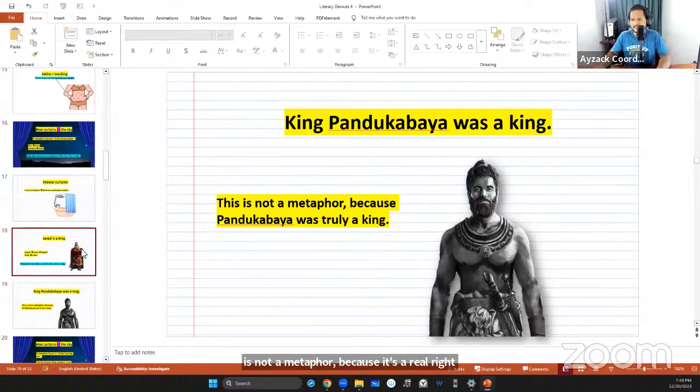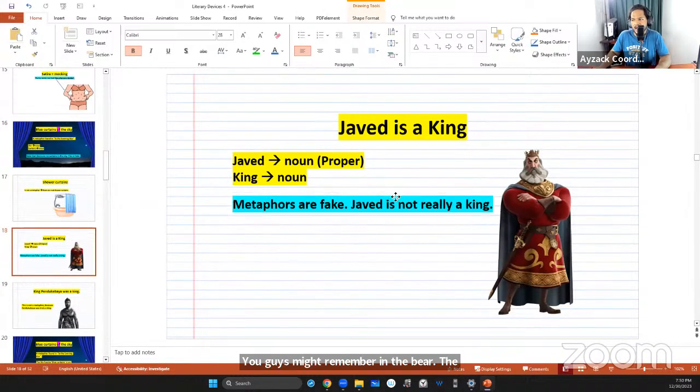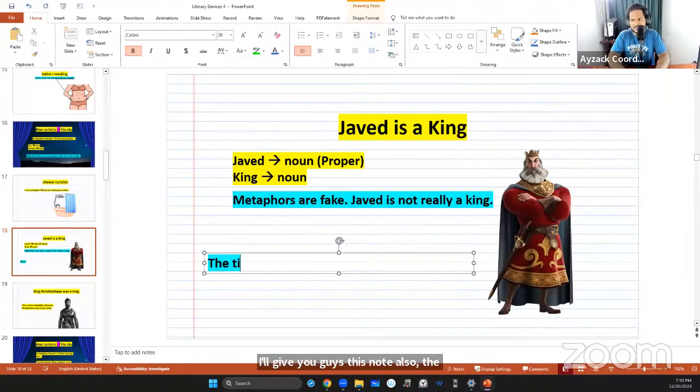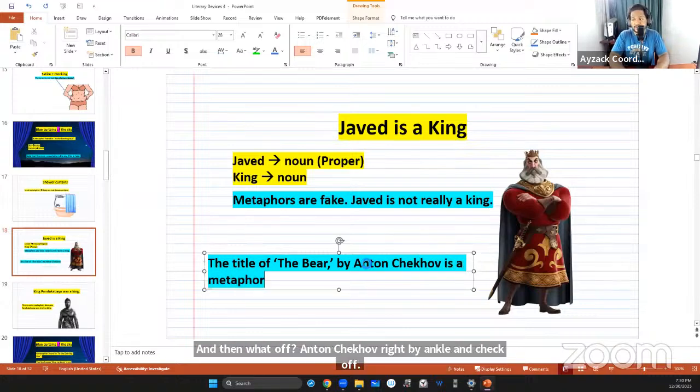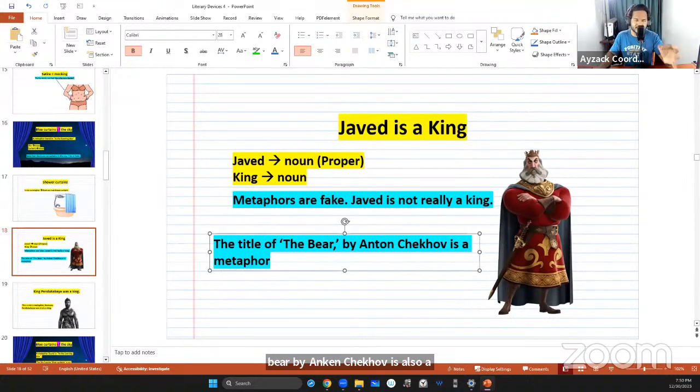And well done. You guys might remember in The Bear, the title is a metaphor, right? Isn't the title in The Bear a metaphor? I'll give you guys this note also. The title, geniuses you guys are thinking in dimensions that even I can't think of. The title of The Bear, who wrote The Bear, by the way? Anton Chekhov, right? By Anton Chekhov. Chekhov is a horse-like name, a metaphor. The Bear by Anton Chekhov is also a metaphor because there is no real bear in the drama, right? Popova calls Smirnov a bear, but he is a human. That is why it is a metaphor. And well done, proud of you guys.